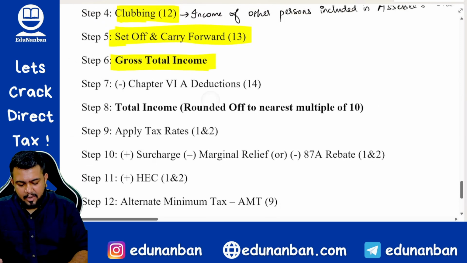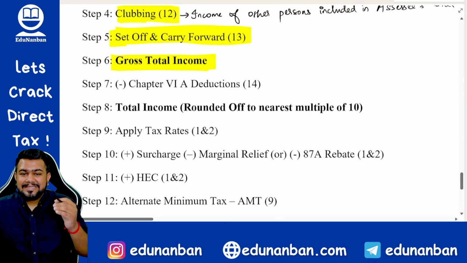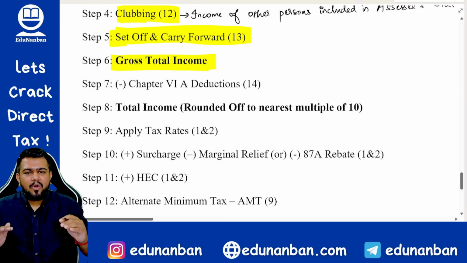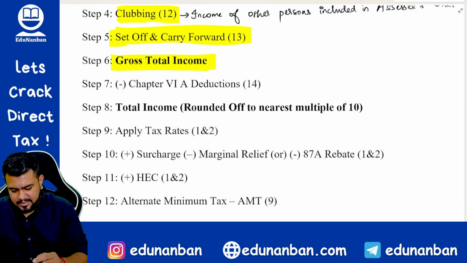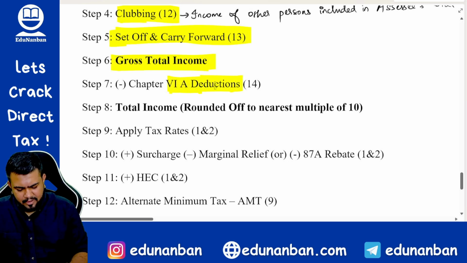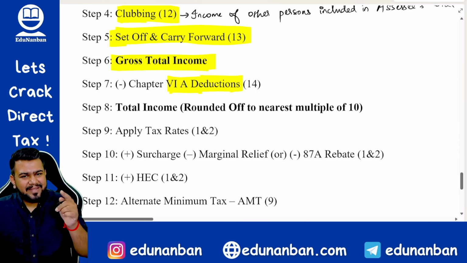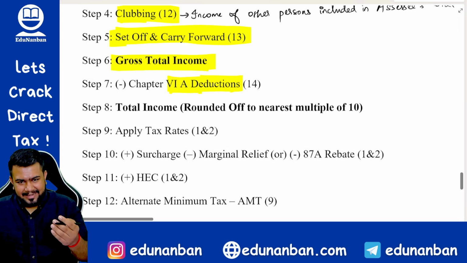Then the government gives the benefit of Chapter 6A deductions over and above the gross total income. Chapter 6A deductions. Sir, is it a chapter in our book? Answer is yes, it is a chapter in our book, and similarly it is a chapter in the Income Tax Act also.